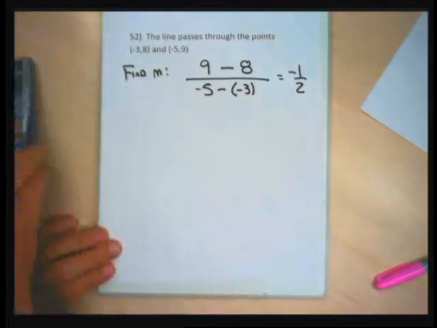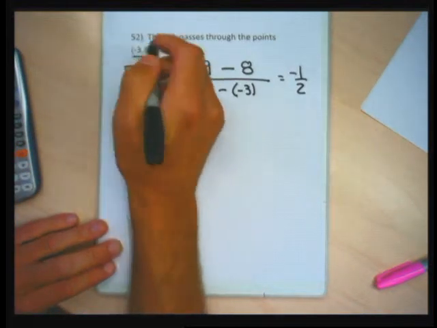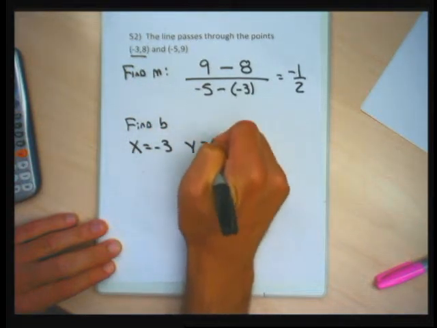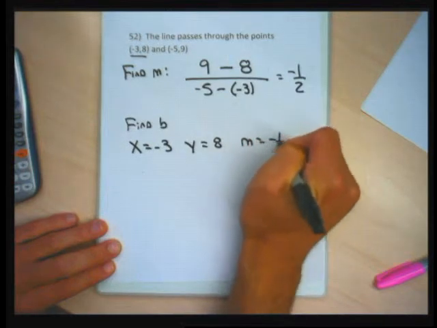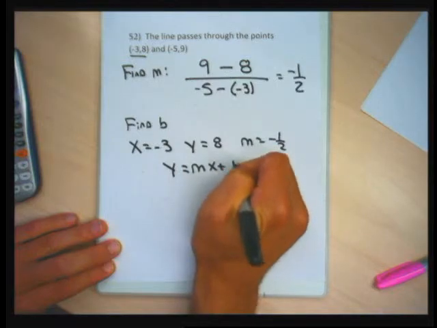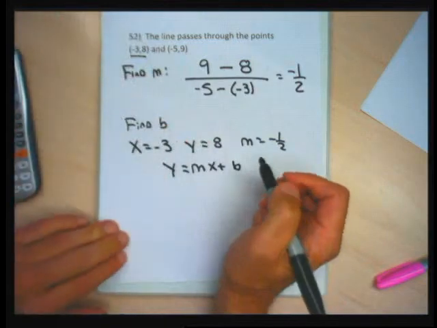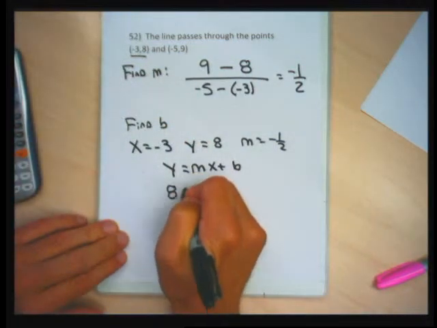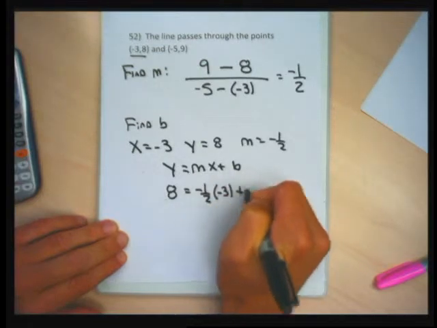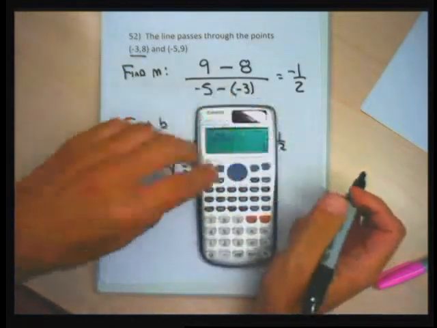Now I'm going to find the b. I can pick either point. They're both bad. I'm going to pick this point. So I'm going to go x equal to negative 3, y equal to 8, m equal to negative 1/2, and plug those in the formula y equals mx plus b. I certainly could have used this point, negative 5 for the x and 9 for the y. It doesn't matter. So here I'm going to go 8 equals m, which is negative 1/2, times negative 3 plus b. If you can't do this multiplication by hand, use your calculator. So I'm going to do that to be safe.